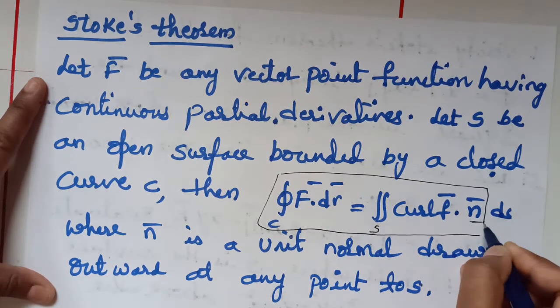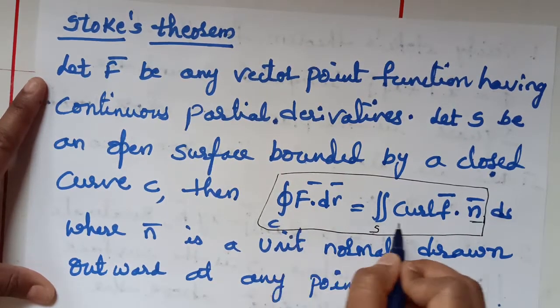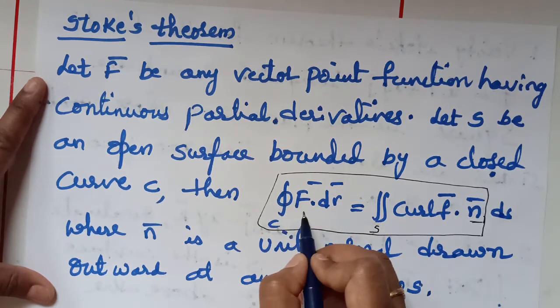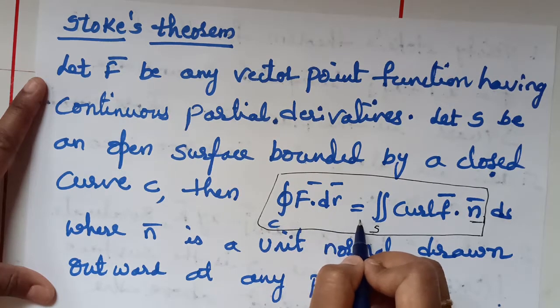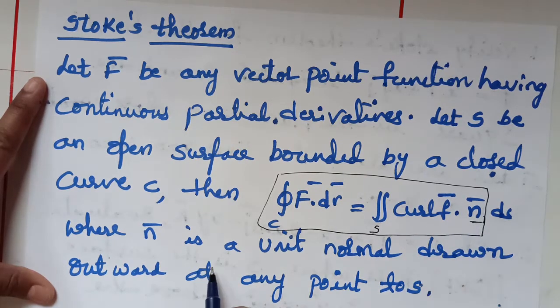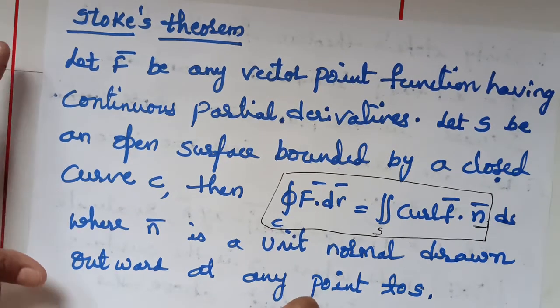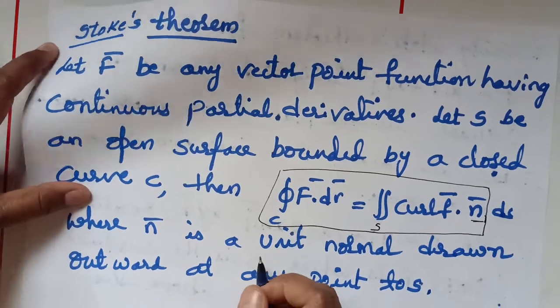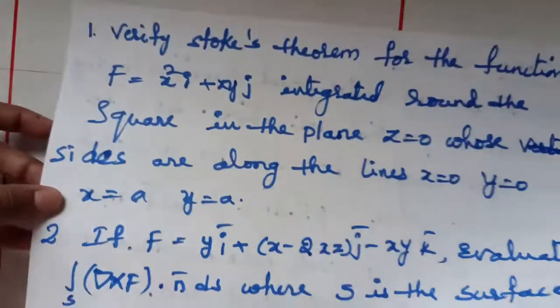It is a transformation between a line integral and a surface integral. Line integral of f bar dot dr is equal to the surface integral of curl f bar dot n bar, where n bar is a unit normal drawn outward at any point to the surface. So in this session we'll discuss two problems.